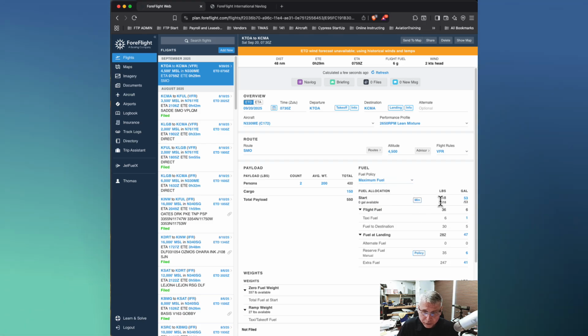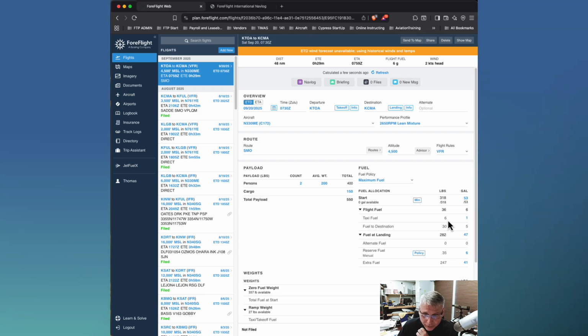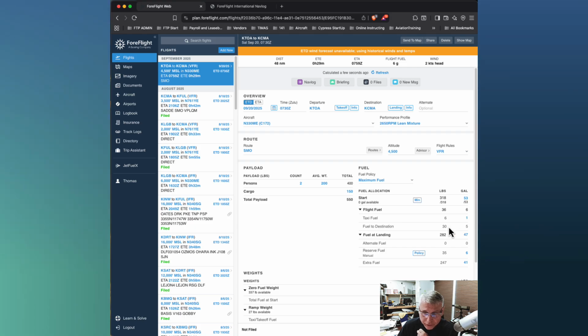Here's your fuel allocation, 318 pounds, which gives us 53 gallons of fuel, or 53 gallons of fuel is 318 pounds of weight. Fuel flight looks like we're going to burn about 36 pounds of fuel, or 6 gallons. Taxi looks like about 1 gallon at 6 pounds, so we're going to burn 1 gallon of fuel on taxi, and our fuel to destination today is about 5 gallons to get to Camarillo. Fuel at landing assumes we're starting with 318 pounds. You can kind of see where the numbers come from. 282, that's how we get to this.